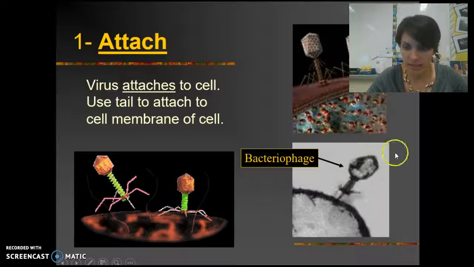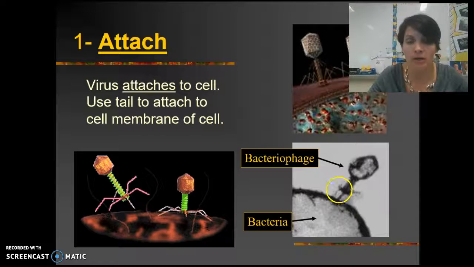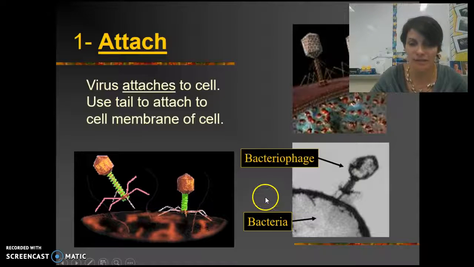Next, here's an actual bacteriophage. So this is an electron microscope picture. Remember, viruses are so tiny, you cannot see them with a regular microscope. We need an electron microscope to get a picture of it. So here is the bacteria, here's the bacteriophage. Kind of looks like an alien landing on the moon, right? So that's what it is, all right?